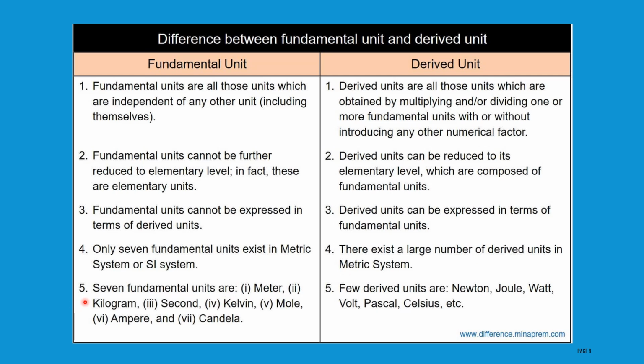Then fifth one, the 7 fundamental units are meter, kilogram, second, Kelvin, mole, ampere, candela. These are the 7 fundamental units. A few derived units are Newton, Joule, Watt, Volt, Pascal, Celsius, etc. These are a few differences between fundamental units and derived units.